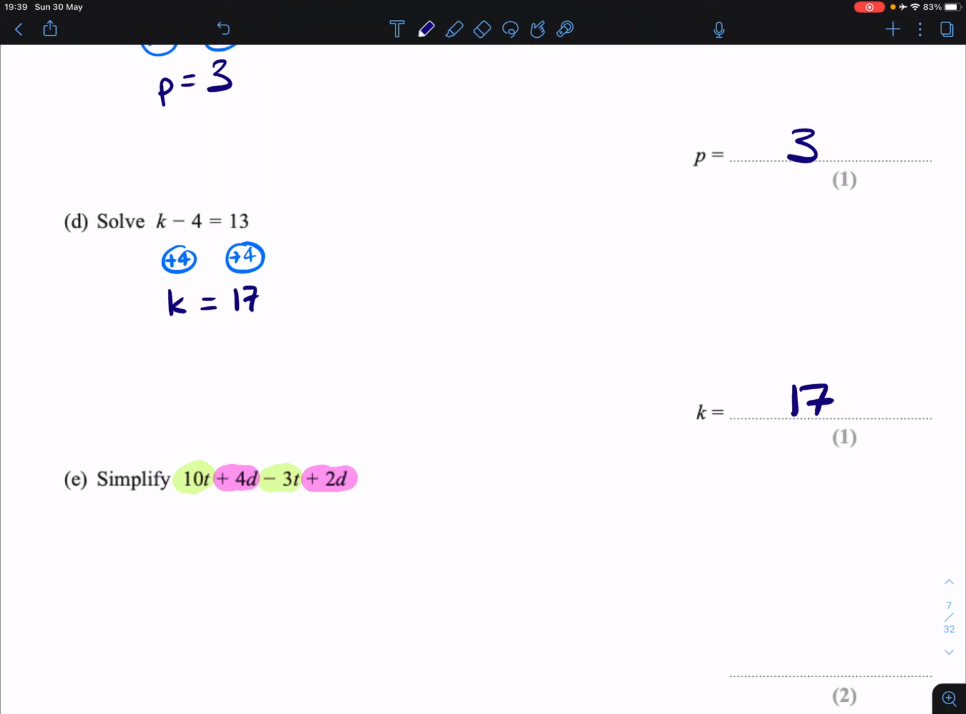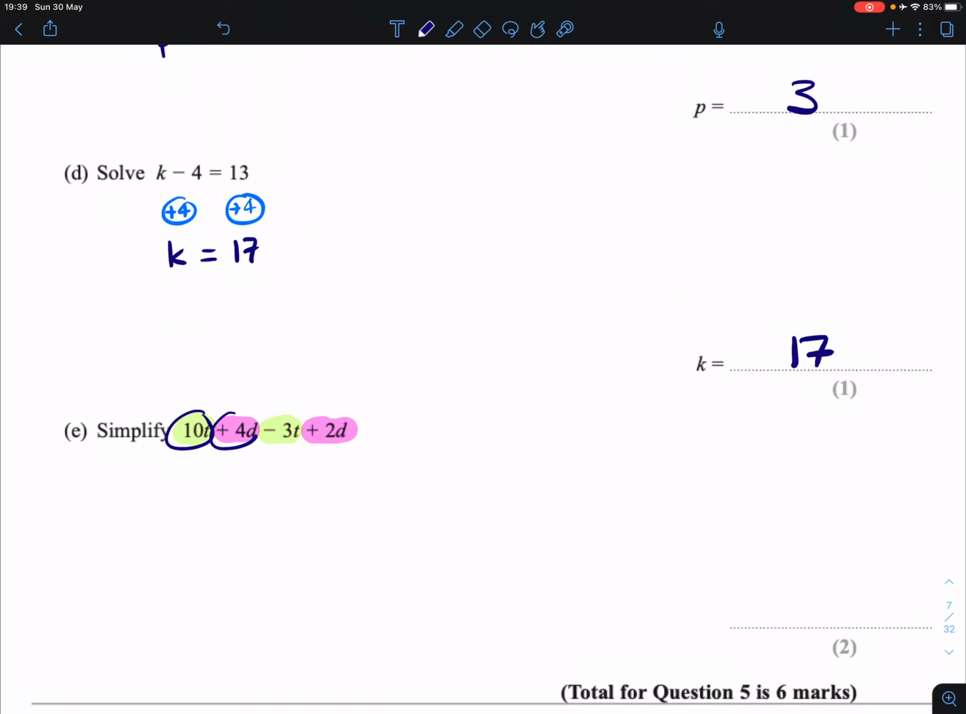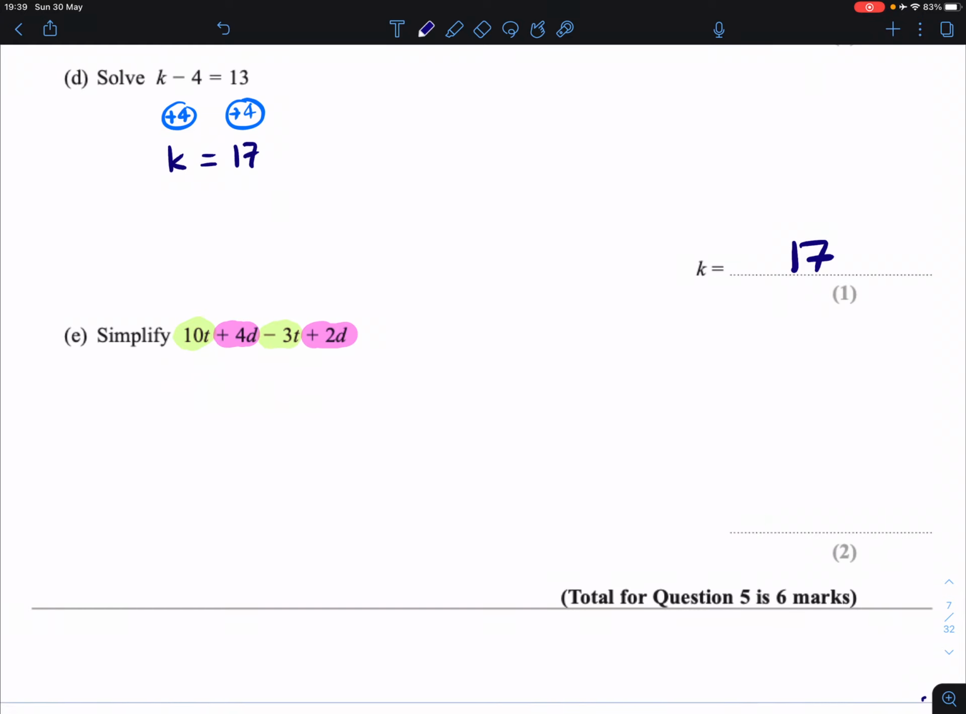Be careful whenever you're highlighting them like this. You can use circles as well if you want, like that. Make sure that you include the symbols that are before your term. That plus belongs to the 4d, that minus belongs to the 3t, so on and so forth. And then you're just kind of answering two mini questions in one. 10t take away 3t will give us 7t, and a plus 4d plus 2d will give us a plus 6d.